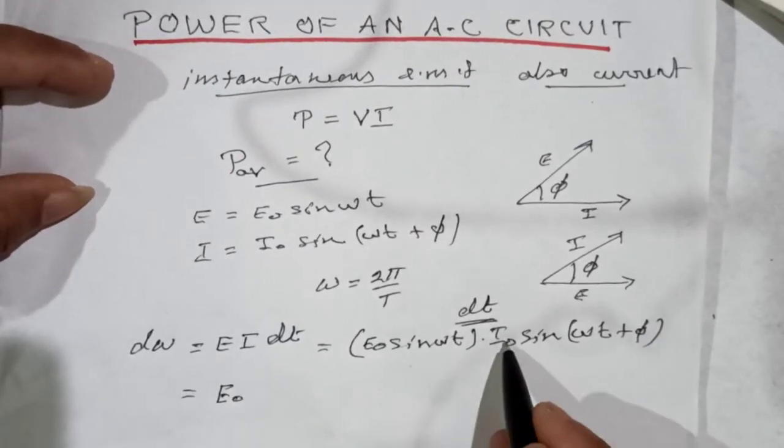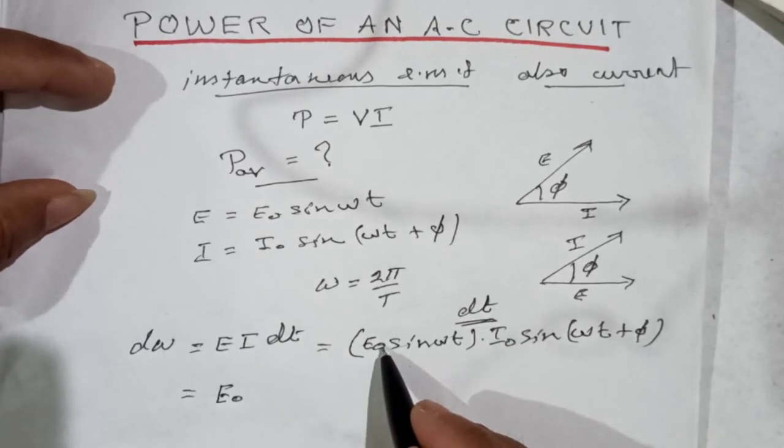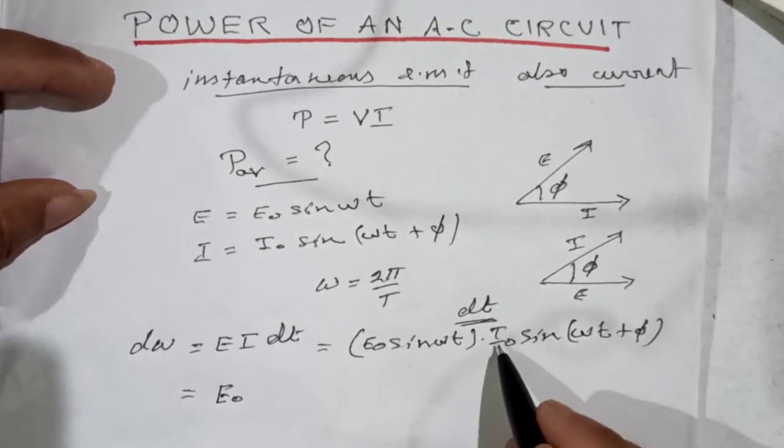E naught, let's take this constant value. What is E naught? We already know that this is the peak value of the EMF, and I naught is the peak value of the current.